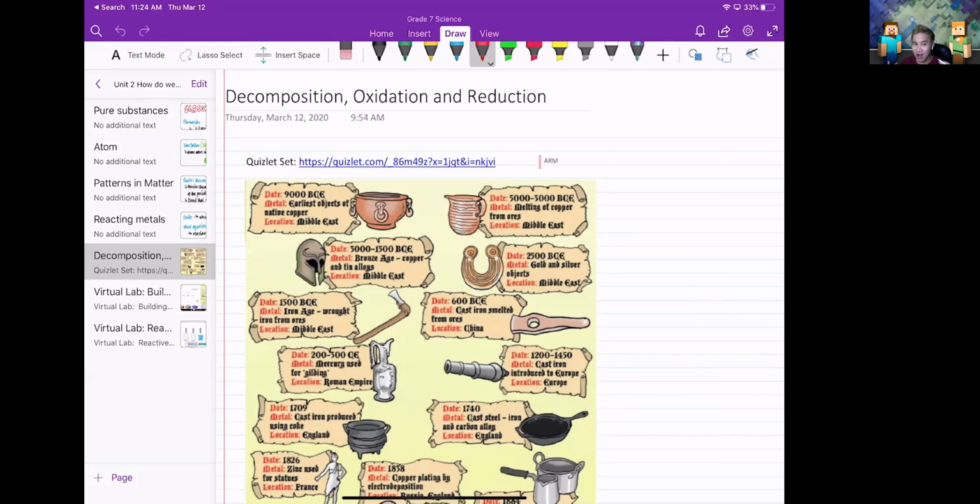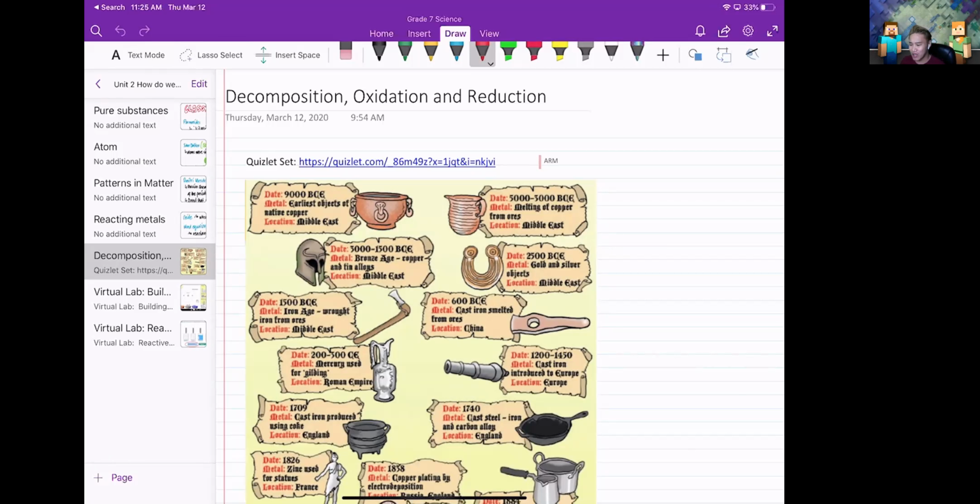The word oxidation comes from the word oxygen. This is a chemical change in which a substance combines with oxygen. For example, your iron, which is a metal, once it combines with oxygen, will oxidize. It will form rust. Rusting is a form of oxidation reaction, so iron plus oxygen forms rust. Combustion is also an example of oxidation.